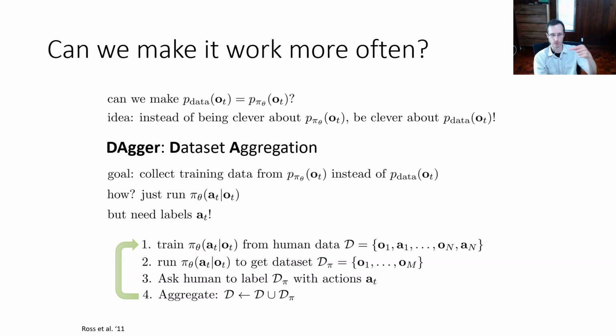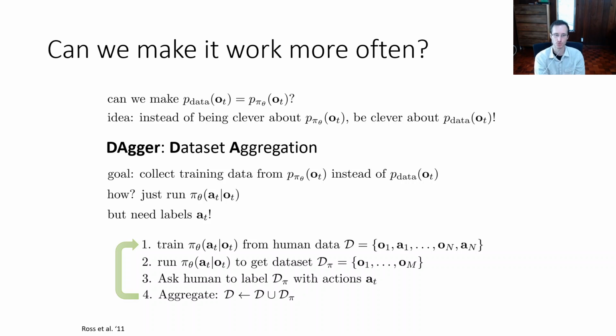So every time through this loop, we run our policy, we collect observations, we ask humans to label them with the correct actions for those observations, and then we aggregate. And it can actually be shown that eventually this algorithm will converge such that eventually the distribution of observations in this data set will approach the distribution of observations that the policy actually sees when it runs.